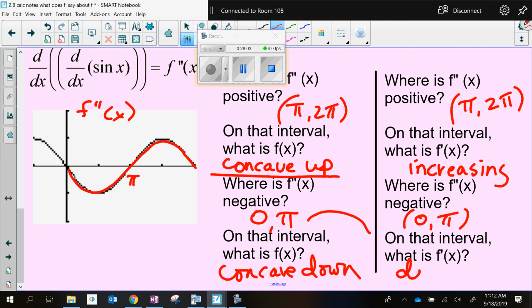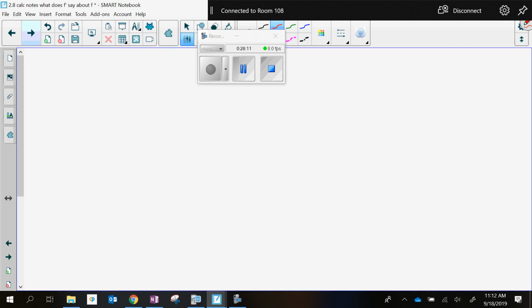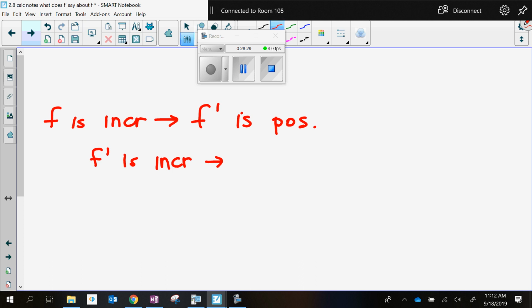So there's a lot of words floating around here. Let's make sure we're talking about the right words. Give yourself a little space. F is increasing. F prime is positive. F prime is increasing. F double prime is positive. F is concave up.